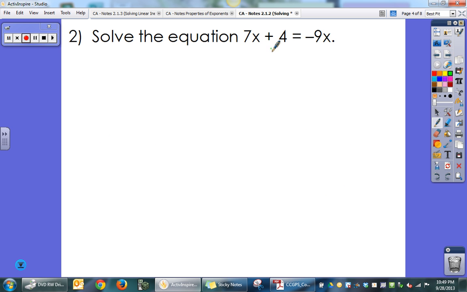Another equation for us. In this case, even though I typically prefer to bring my variables to the left, if I did that, then I would have to move the negative 9x and then move the 4. So in situations like this, I typically just do the least amount of steps, which would be to take the 7x to the other side. So I'm going to subtract 7x from both sides.